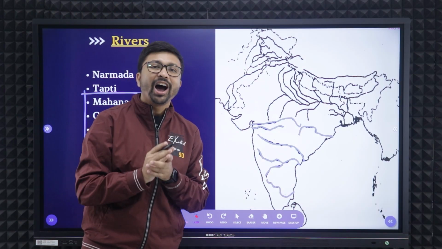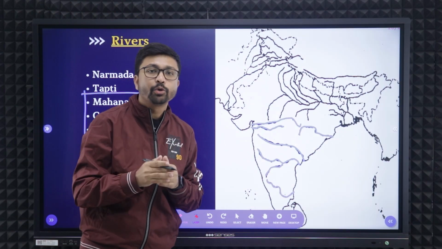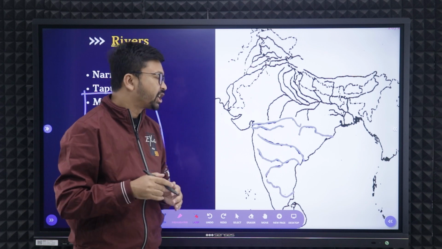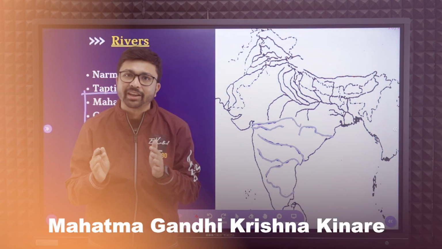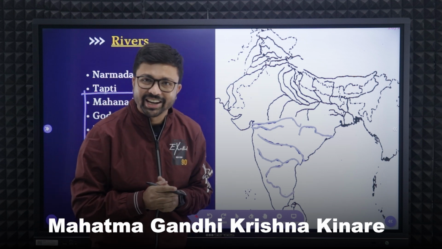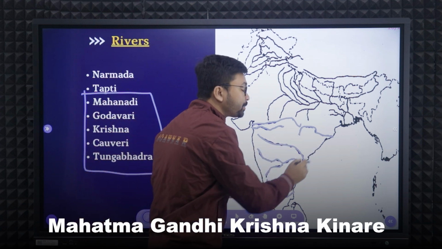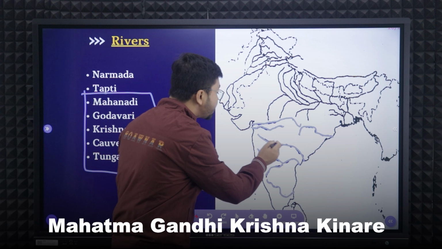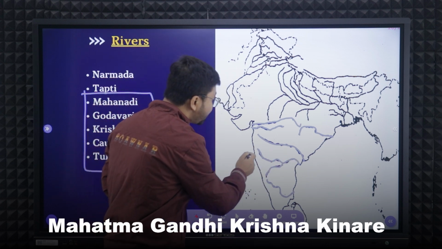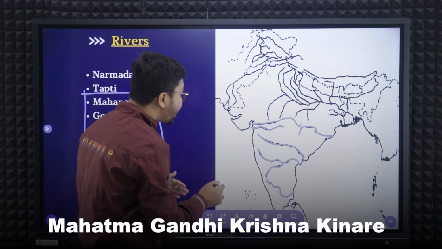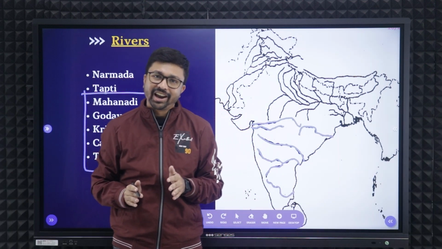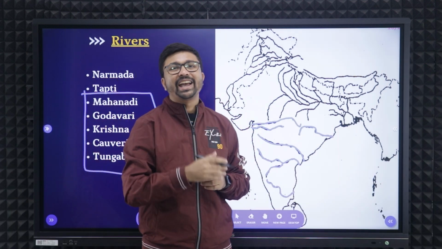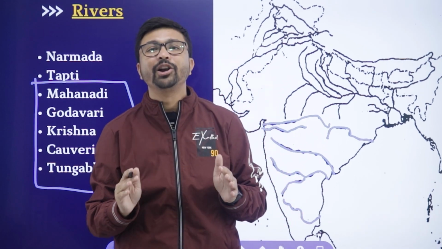Here also I have one easy sentence so that you will not forget the sequence. The sentence is: Mahatma Gandhi Krishna Kinare. Mahatma means Mahanadi, Gandhi means Godavari, Krishna means Krishna, and Kinare means Kaveri. If you remember that sequence, this river marking will be easy.